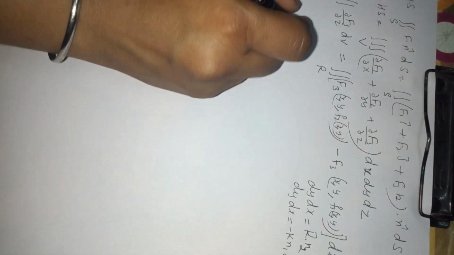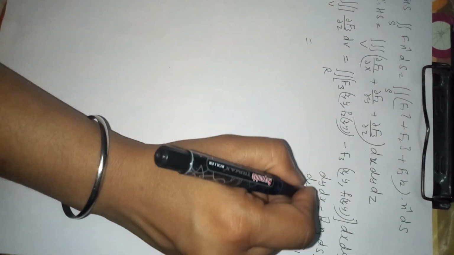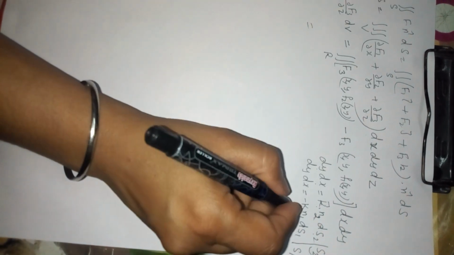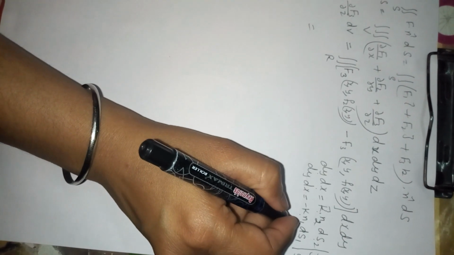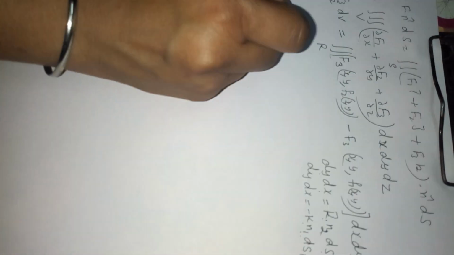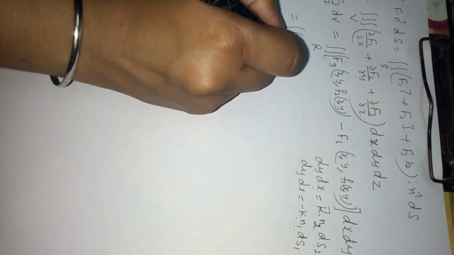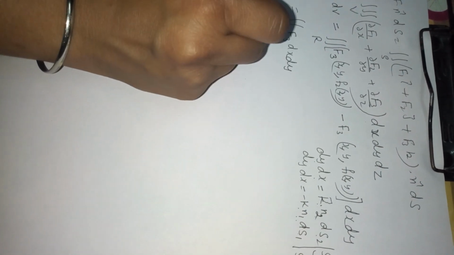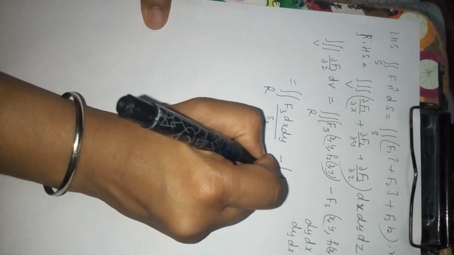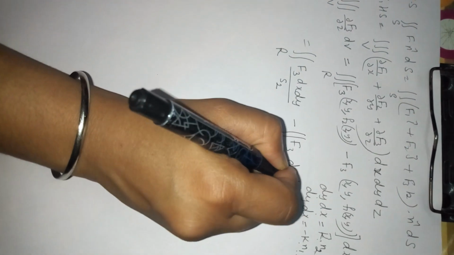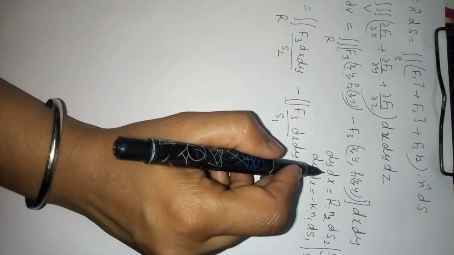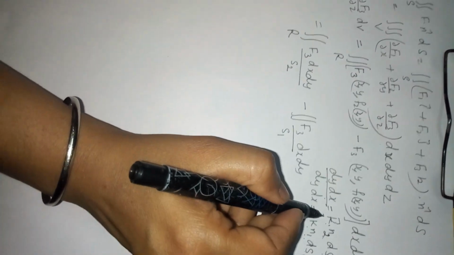So for S2 surface we have dy dx equal to k dot n2 dS2, and for S1 surface minus k dot n1 dS. So from this we get the double integral over R of f3 dx dy for the S2 surface, minus the double integral of f3 dx dy for the S1 surface, and for the S2 surface dy dx is equal to k dot n1.